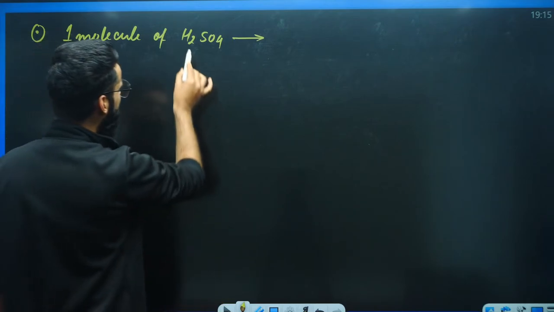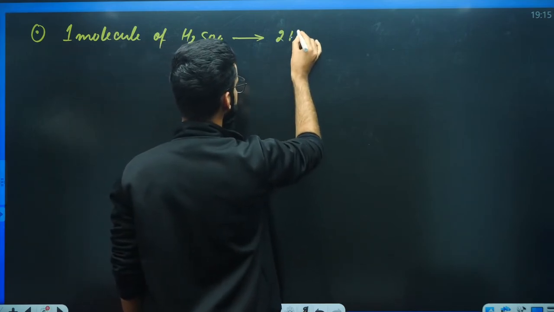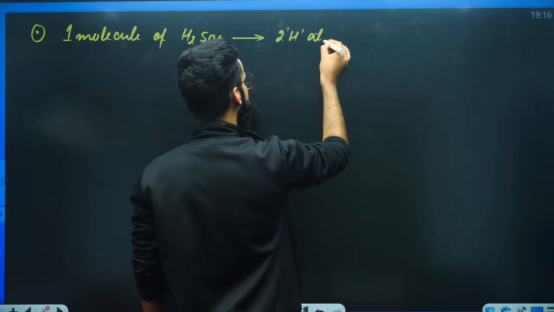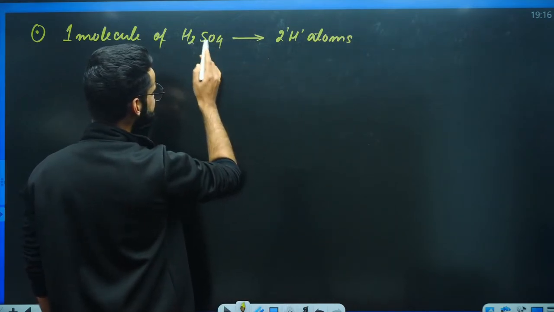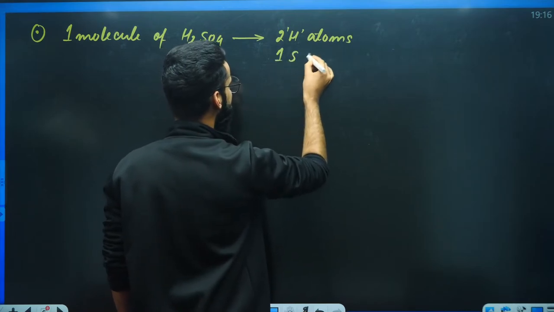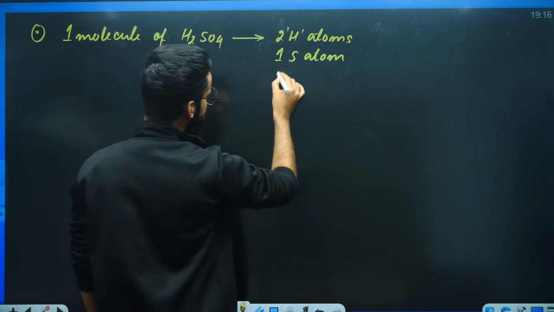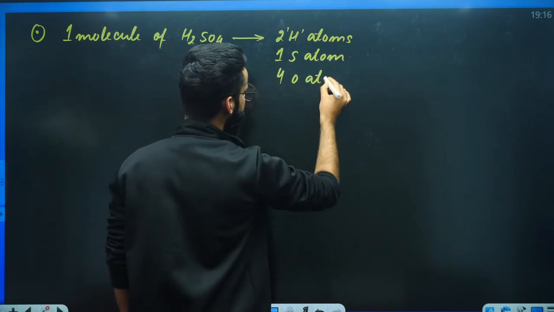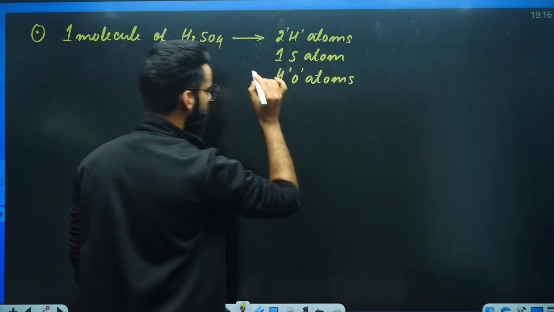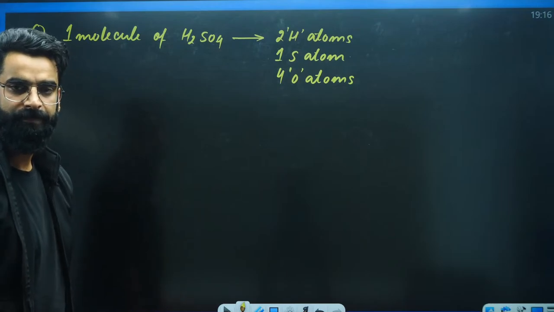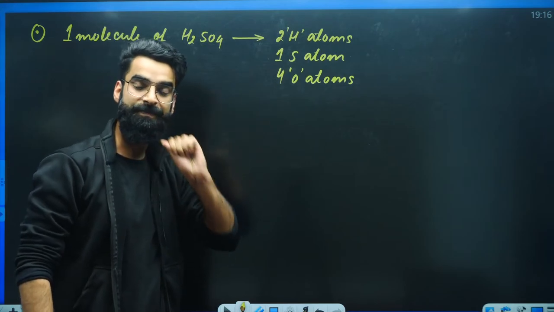I can say in one molecule of H2SO4, there are two hydrogen atoms present. It contains two hydrogen atoms, right? Apart from two hydrogen atoms, can I say it contains one sulfur atom as well? Yes, it contains one sulfur atom. Can I say it contains four oxygen atoms as well? Yes, it contains four oxygen atoms as well. Right? One molecule of H2SO4 contains two hydrogen atoms. Correct?